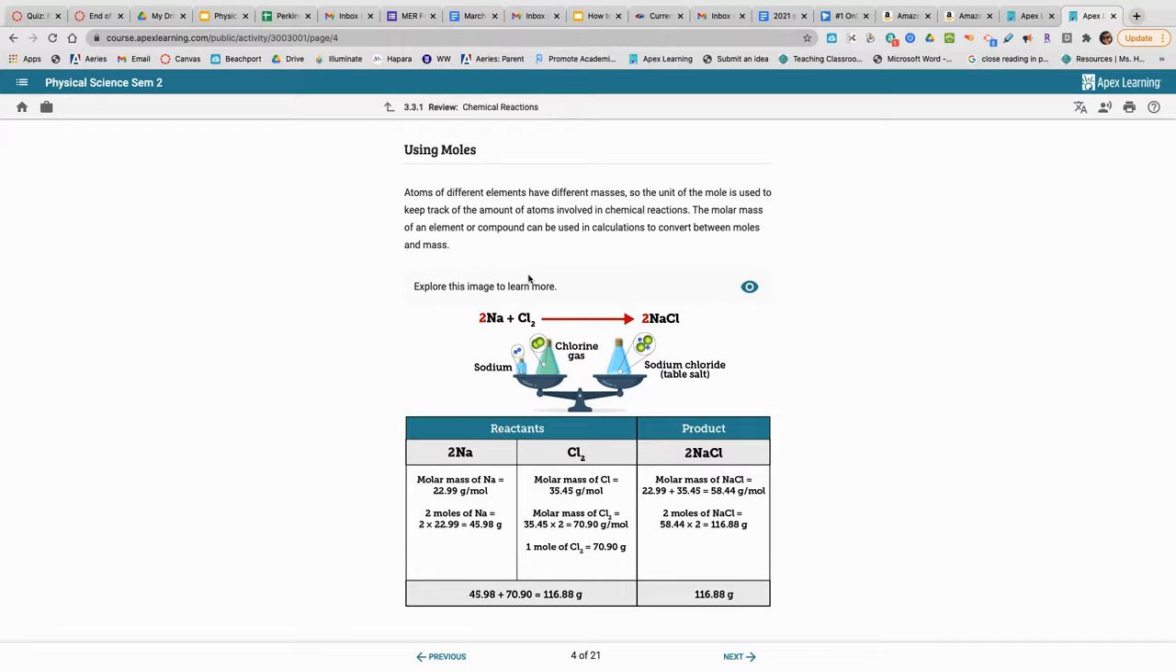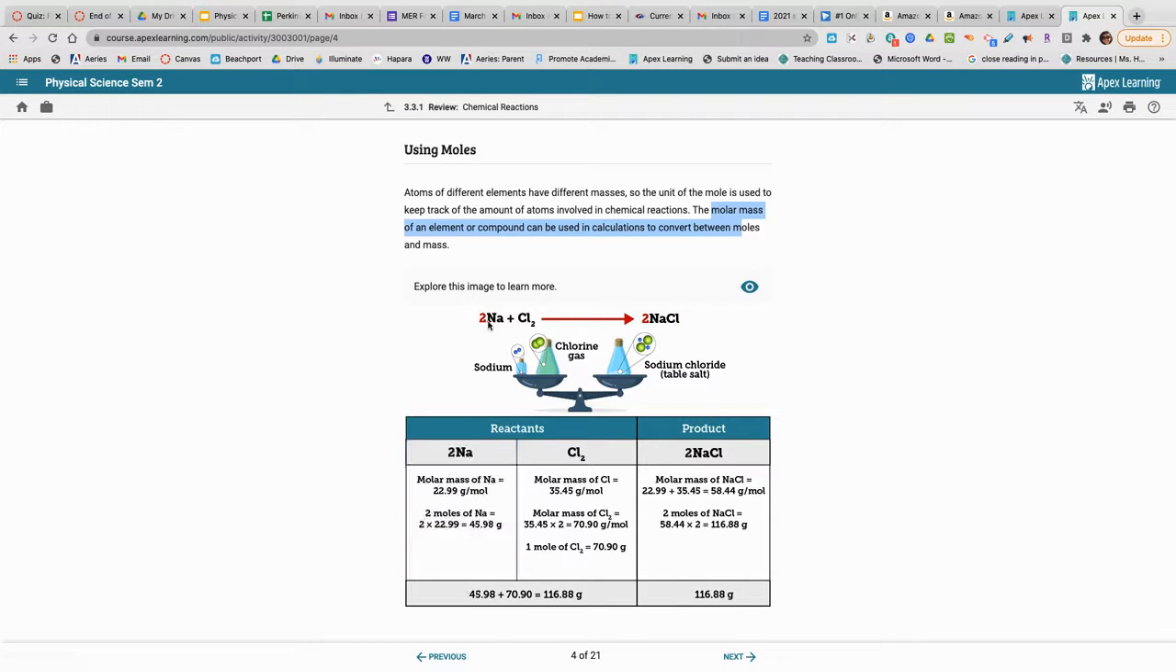Moles, the mole idea is just this idea that atoms have different masses. The unit of the mole is used to keep track of the amount of atoms, okay? So 1 mole is a really large number, and it has to be large because you're talking about really small atoms, okay? So the magical thing is that the mass that you see on the periodic table is for a mole of the substance, okay? So we call that the molar mass. So if you look on the periodic table at sodium, you will see that its mass is 22.99 grams per mole. That's what we call the molar mass, okay?